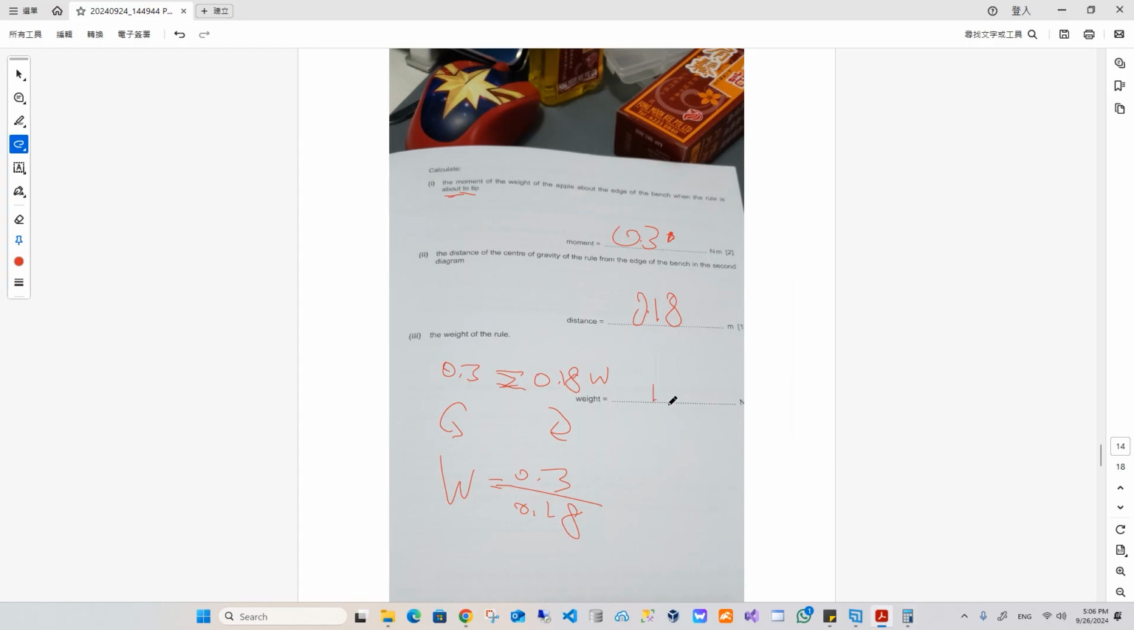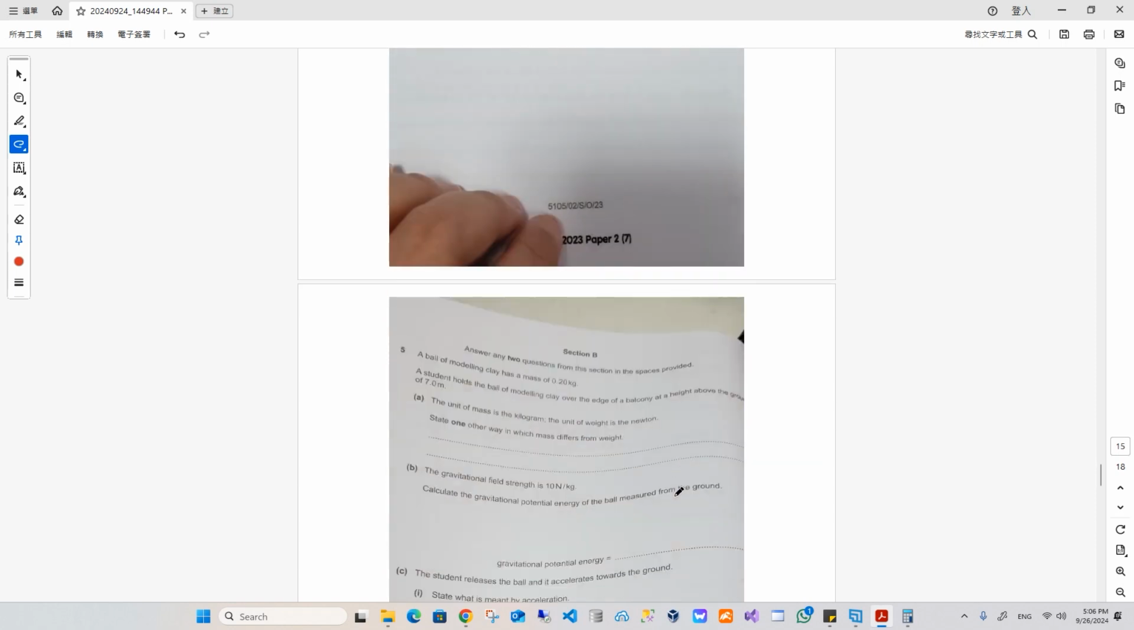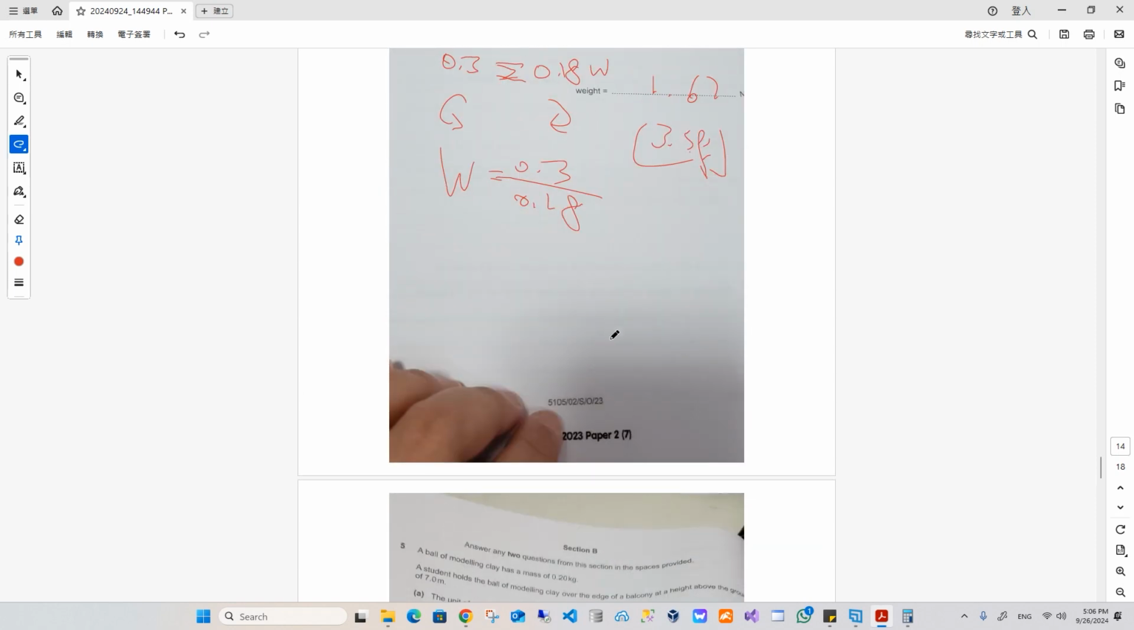That is 1.67, or 1.6736 Newton. Okay, so that will be the weight. You talk about how many grams, then how many kilograms, then you divide by one, that kind of thing.